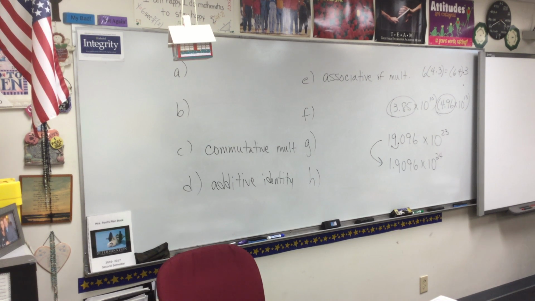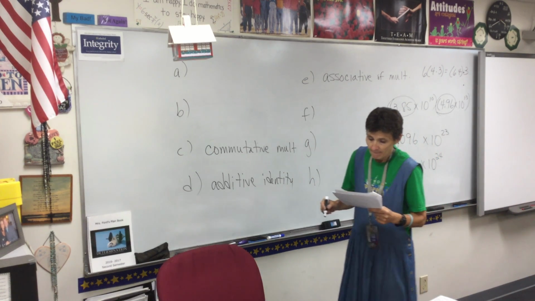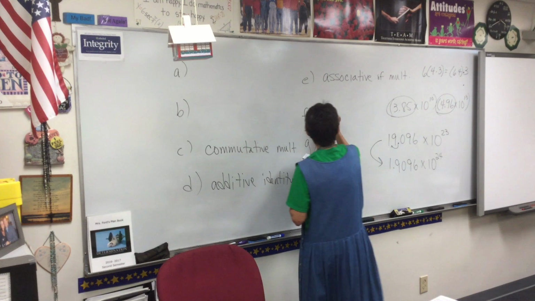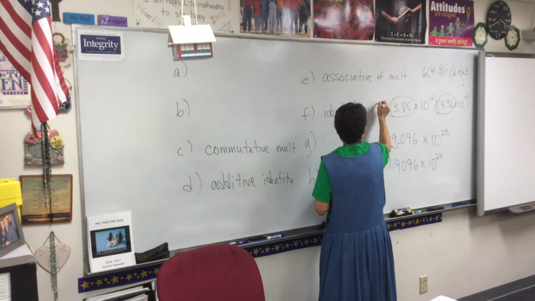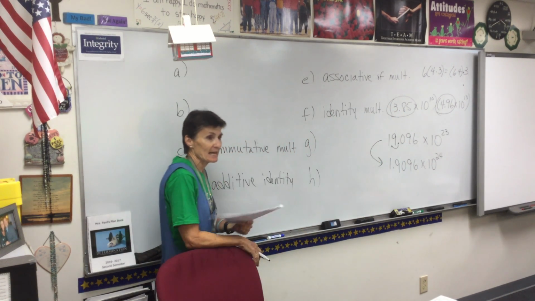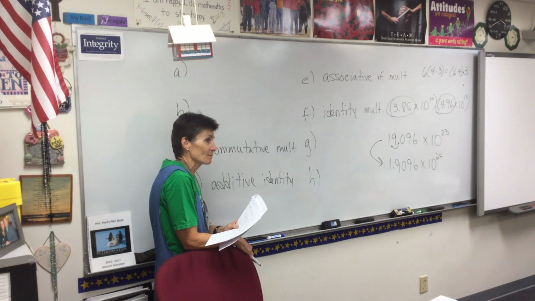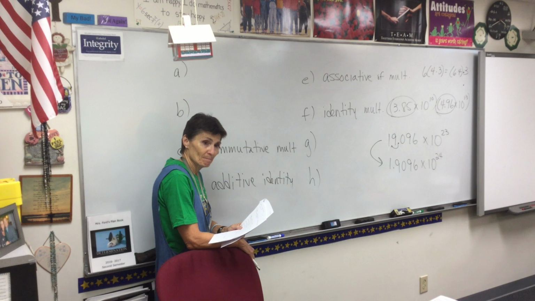Somebody said something. It's F, commutative multiplication, or not commutative, identity. Yep, F is the identity for multiplication. We call it the multiplicative identity, but it's the identity for multiplication, because when you times by 1, you get the same thing back again.